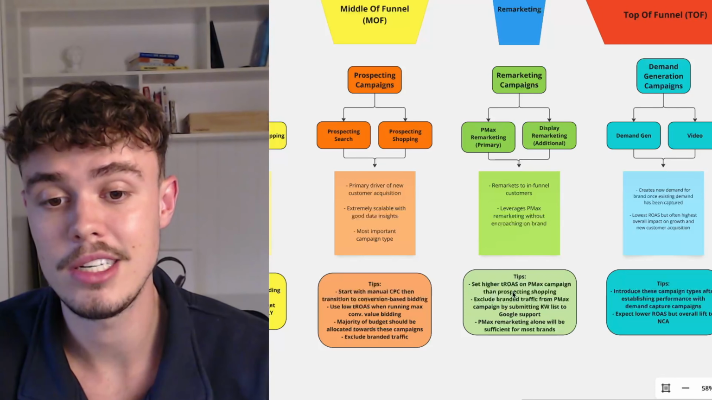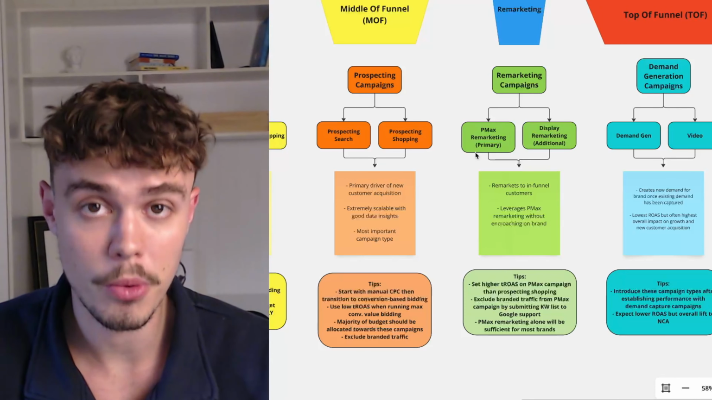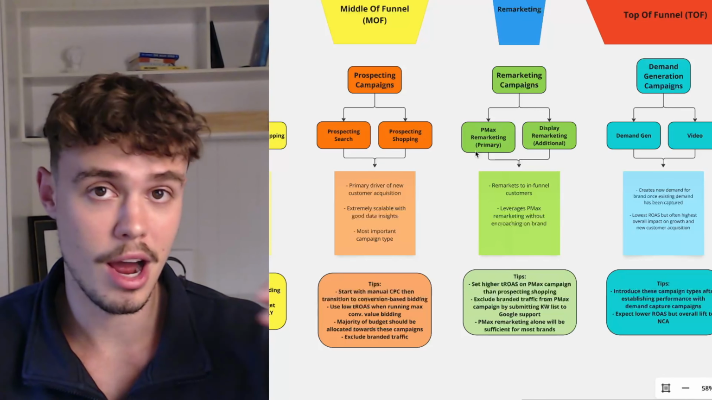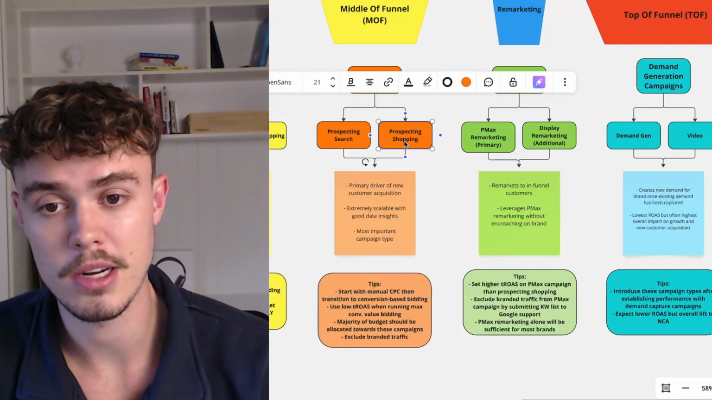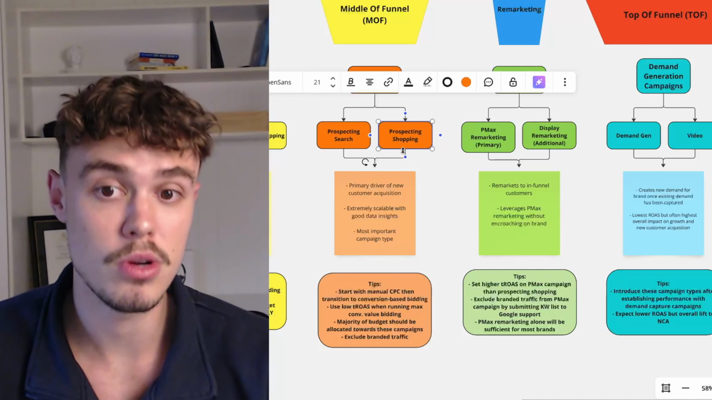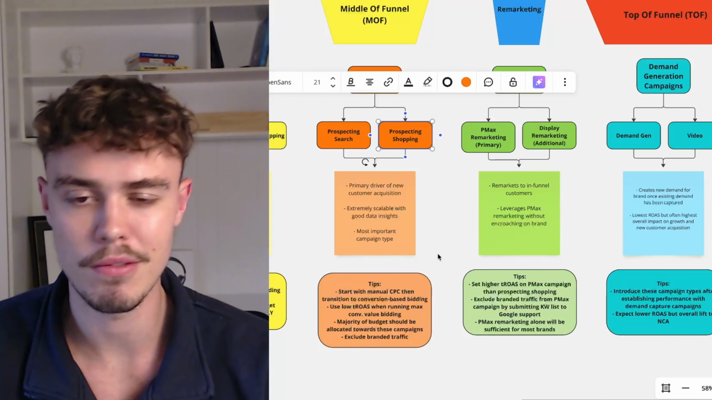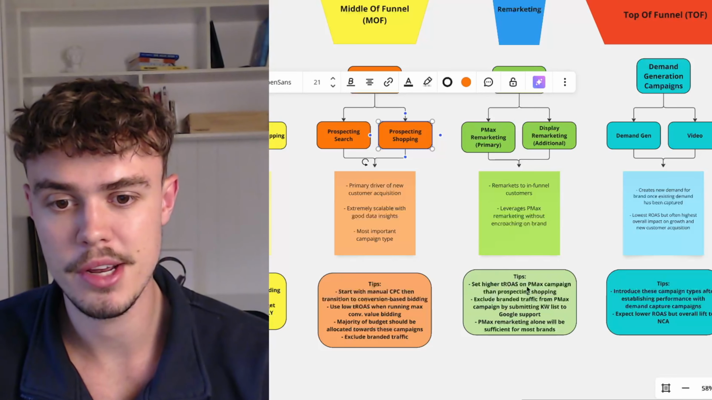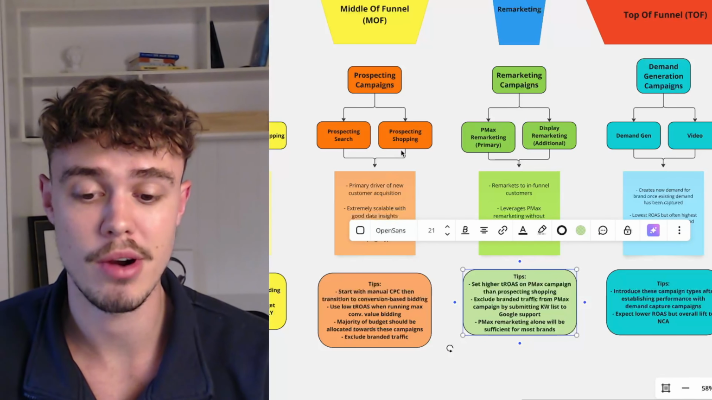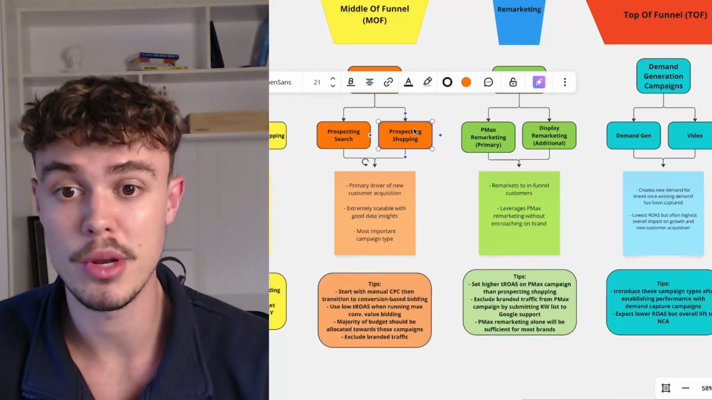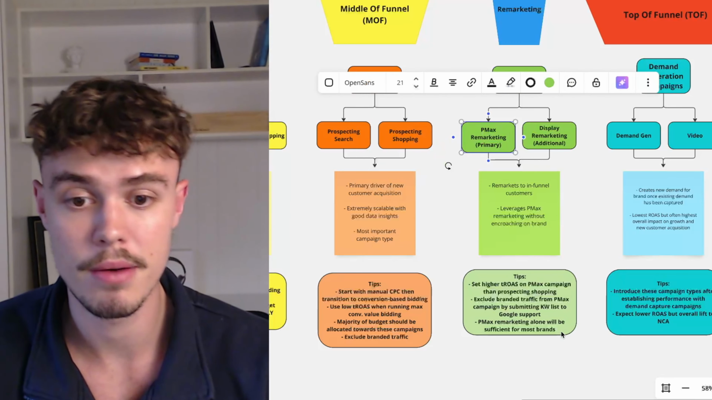So when you have a high tROAS, it says, okay, PMAX, I only want you to find the really high intent, high purchasing, high ROAS customers. And then you set a low tROAS on prospecting shopping, which says, okay, you can try and find some new customers, new people who are less likely to convert. Having this combination here allows you to use PMAX as a remarketing vehicle without encroaching too much on that traffic and lets you have a very clear distinction between new customer acquisition and then remarketing here, right?